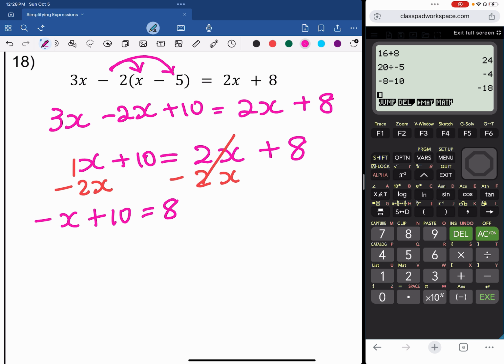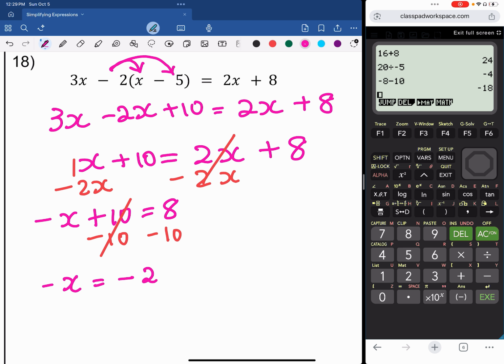From here, I need to get this -x by itself. So I need to move the 10 over to the other side. So I'm going to subtract 10 from both sides. This will cancel out, and we're left with -x is equal to -2. 8 minus 10 is -2.